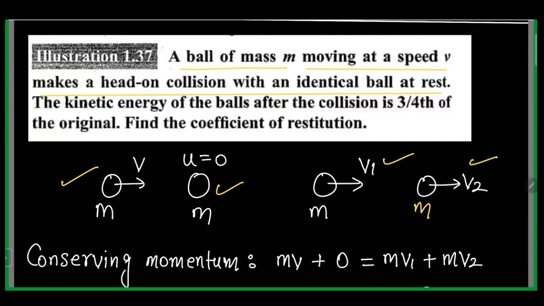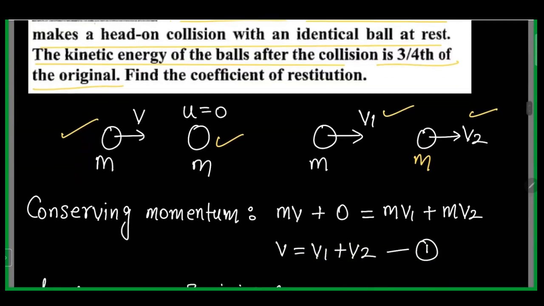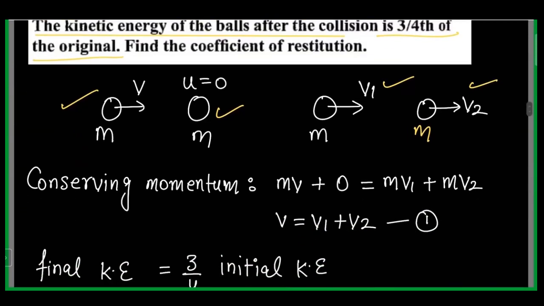Now what is given is that the kinetic energy of the balls after the collision is 3/4 times the original. So let's start understanding this problem. What we want to find is the coefficient of restitution, so we want to find the value of e. Let's start solving this problem.